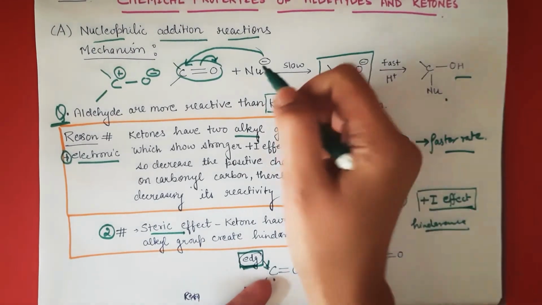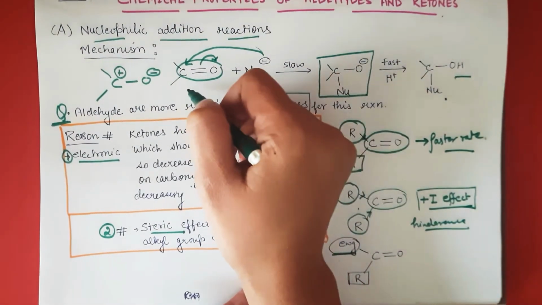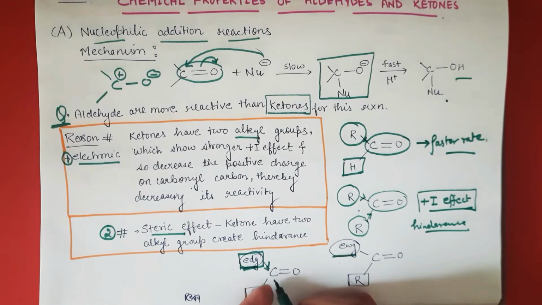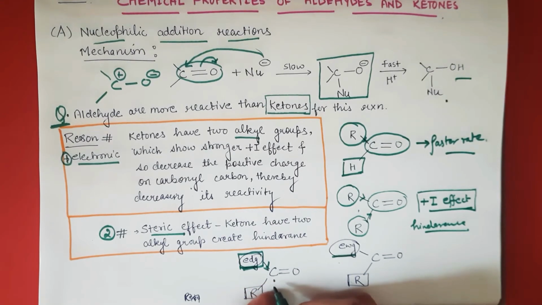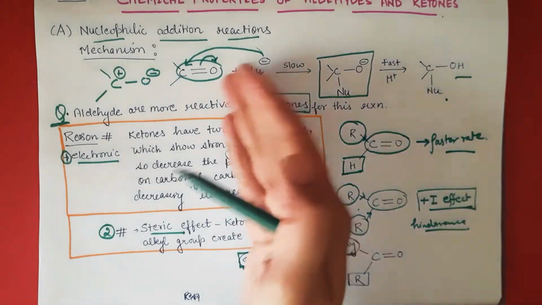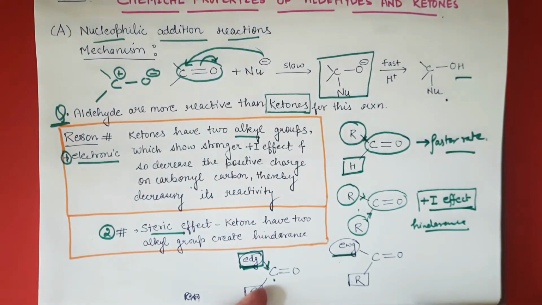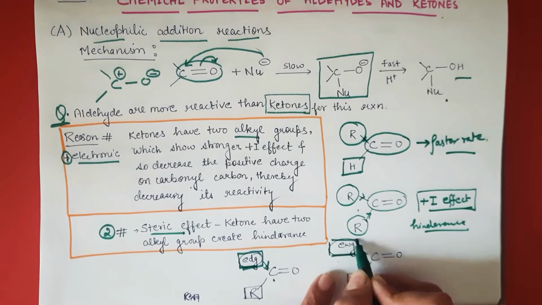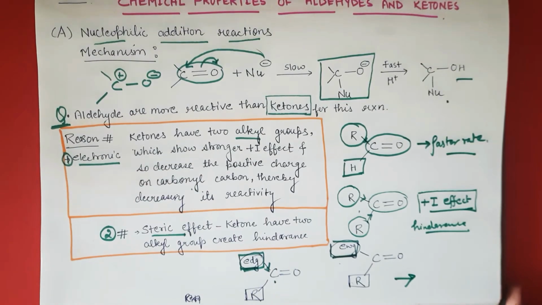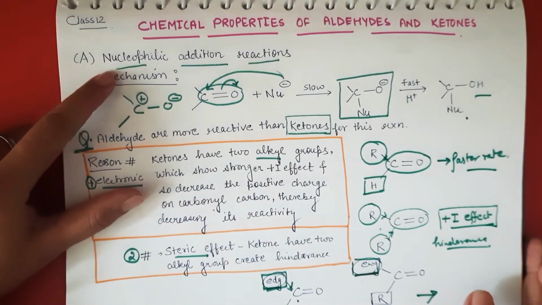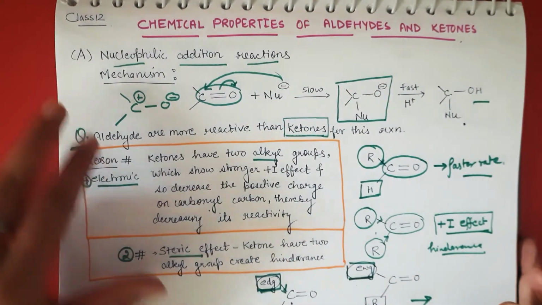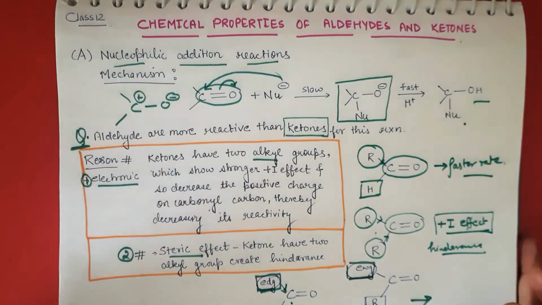At this carbon, the nucleophile is going to attack. So if there is any electron donating group, it will decrease the positive character of the carbon, and that's why it will react at a slower rate towards this nucleophilic addition reaction. But if there is any electron withdrawing group, it will react at a faster rate for this nucleophilic addition reaction. I think this will be clear about this nucleophilic addition reaction.